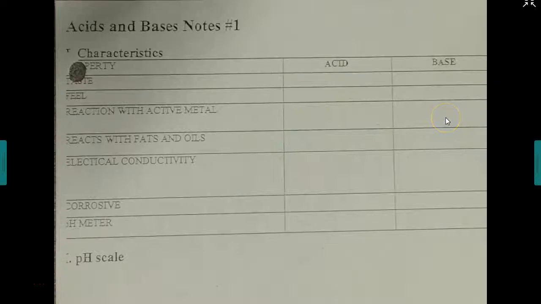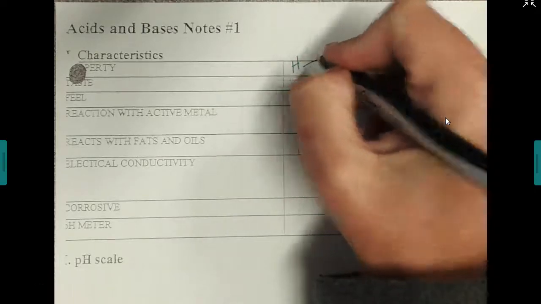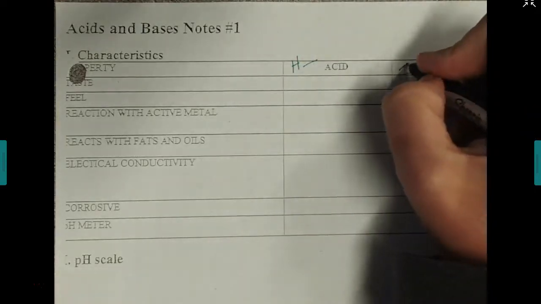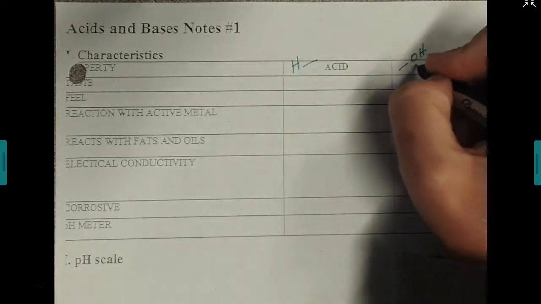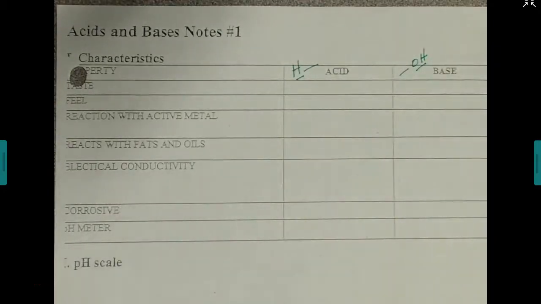Okay, so this is acids and bases notes 1. We're going to talk about the characteristics of acids compared to bases. So remember, an acid is going to start with a hydrogen, and bases are going to end in a hydroxide. Okay? So properties of each.